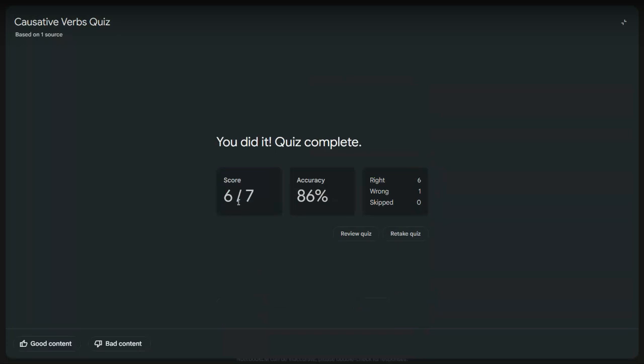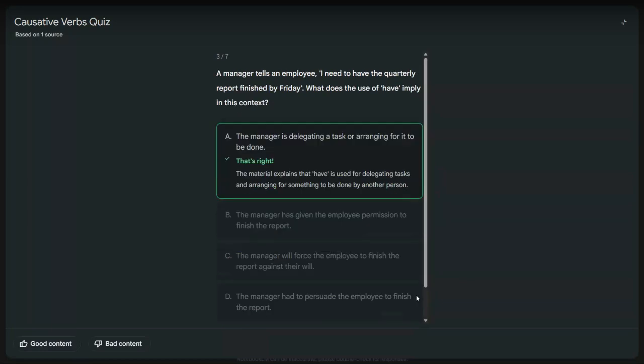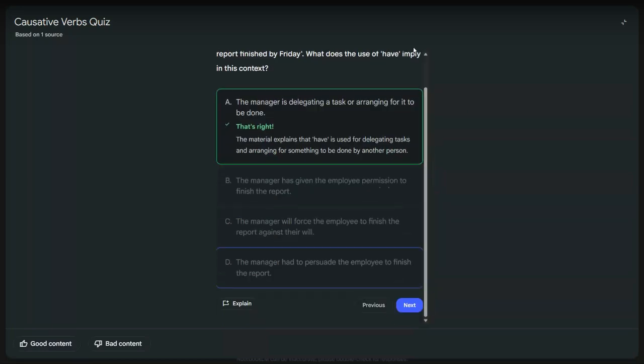This was my score, guys. You all scored 100%, but I missed one. I was just busy with something else. So I got 6 out of 7. You guys got 7 out of 7. So we can review our quiz. Here we were wrong. So that was it for the day, guys. Does anyone have any question?